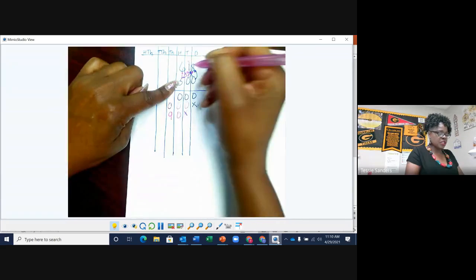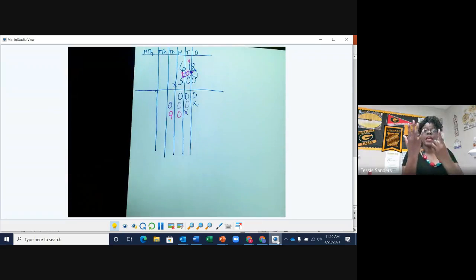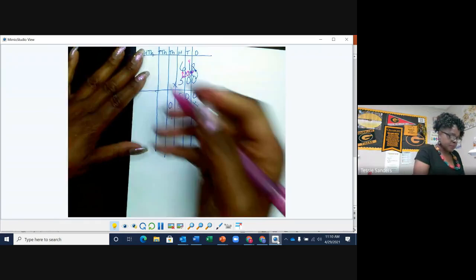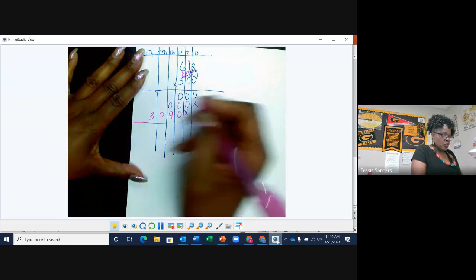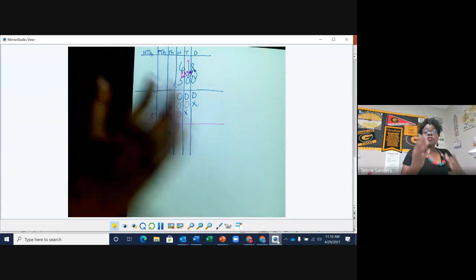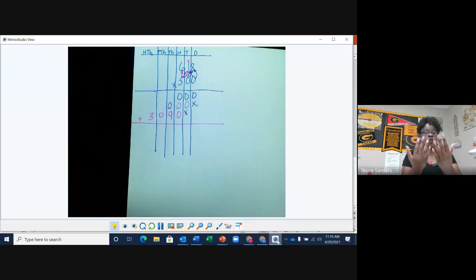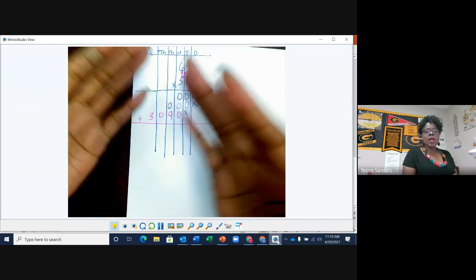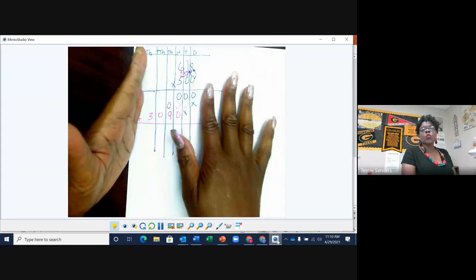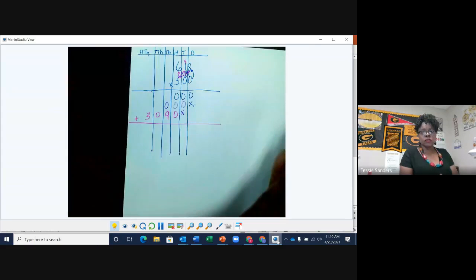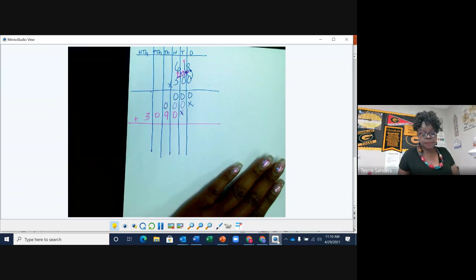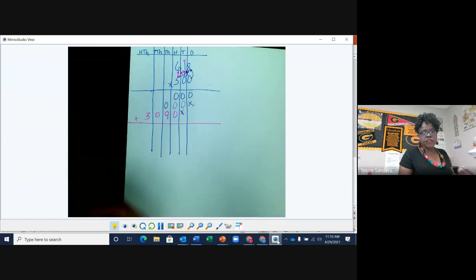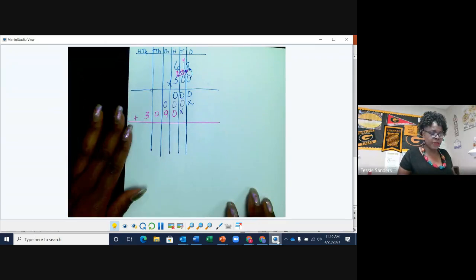5 times 6 is 30. 5, 10, 15, 20, 25, 30. And professors, you will find that using manipulatives, whether it's human manipulatives or blocks, will help your English language learners a lot. It will help your dyslexic learners. They can touch it, feel it, actually see the movement of it.